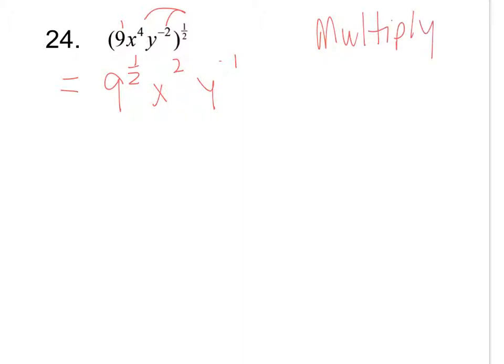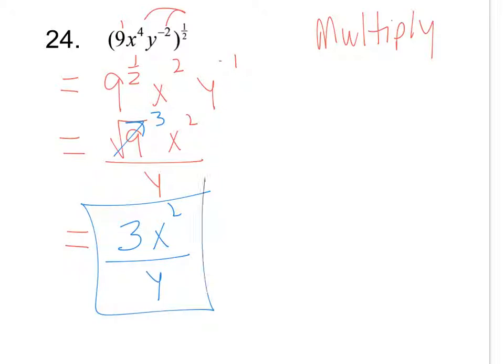Okay, so now what happens is I go ahead and I say the 9 to the 1/2 is the square root of 9, x squared, and then where does the y to the negative 1 go? To the bottom. And what is the square root of 9? That comes out as a 3. 3x squared over y. Done.